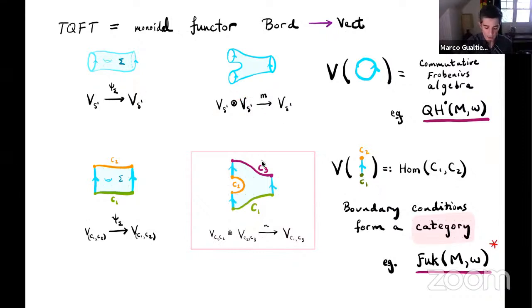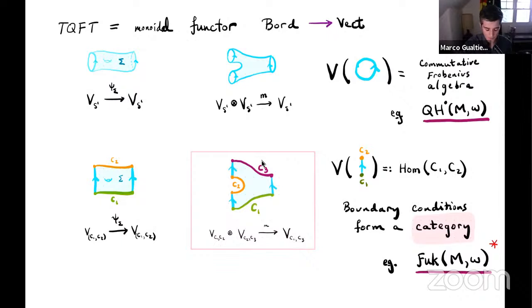So in the end, because the circle exists, we have a certain vector space associated to the circle. And because this pair of pants exists, the TQFT gives us a natural linear map from V tensor V to V. And you can check, by sewing the pants together in pairs in different ways, that this is an associative multiplication. And so as a result, the TQFT assigns to a circle what's called a commutative Frobenius algebra. And in the case of a symplectic manifold, this commutative Frobenius algebra that the TQFT produces when you evaluate it on the circle is called the quantum cohomology of the symplectic manifold. It's a famous commutative algebra associated to a symplectic manifold.